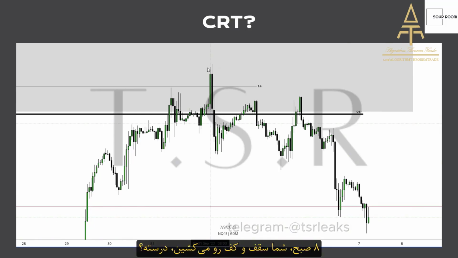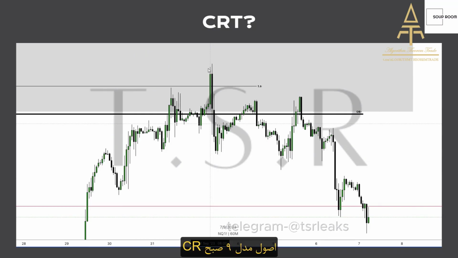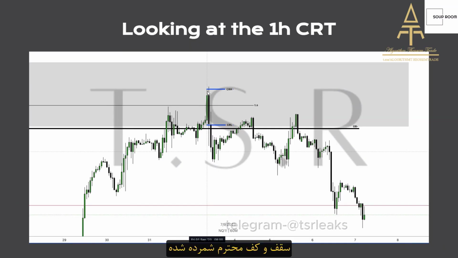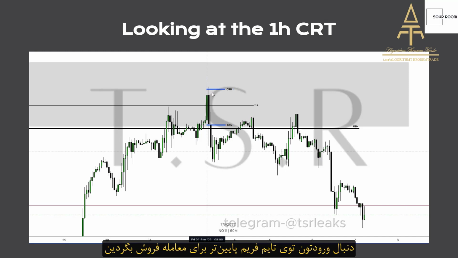8 a.m. you draw the high and low, right? Basics of the 9 a.m. CR. High and low respected. The high was swept. Look at that. We are bearish. We are looking for the high to be swept. Look for your entry on the lower time frame to go short.